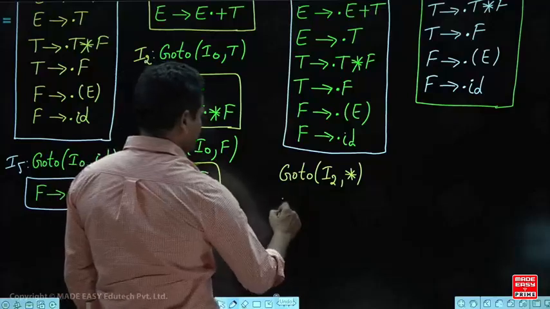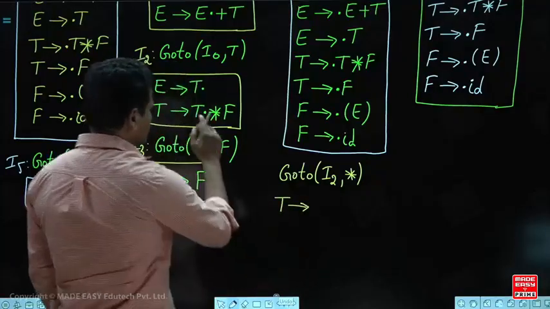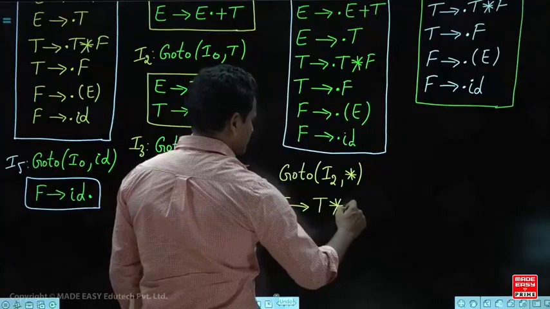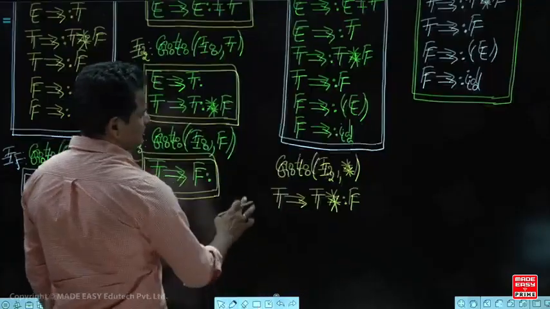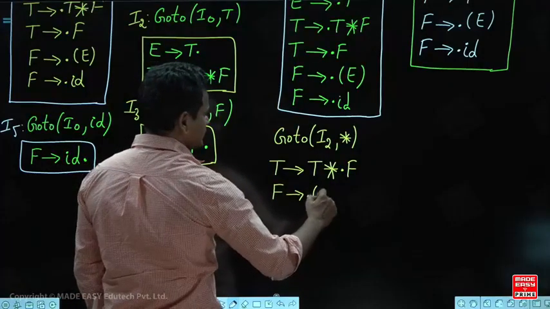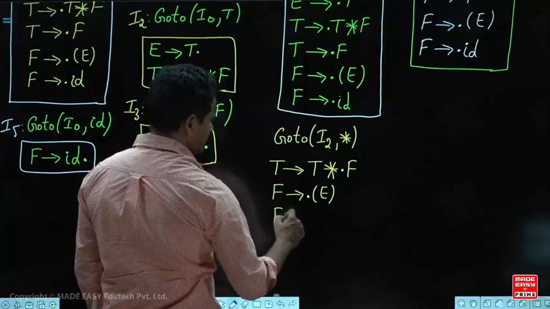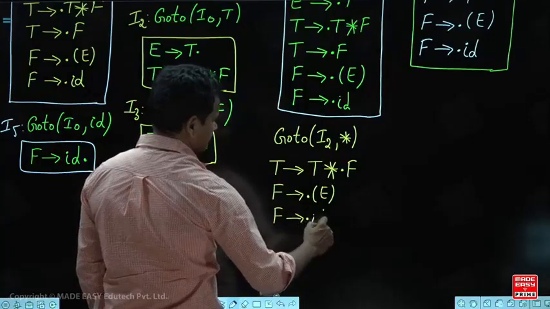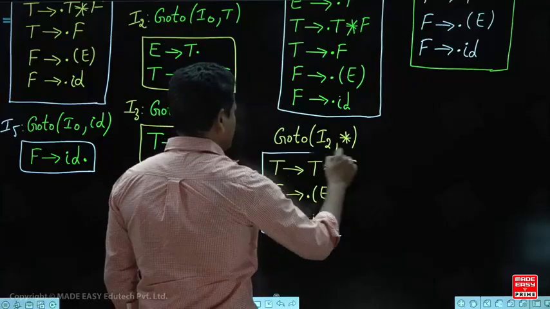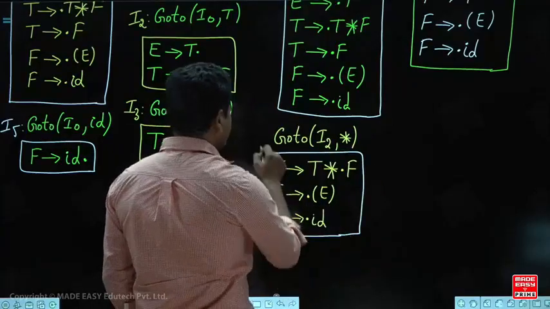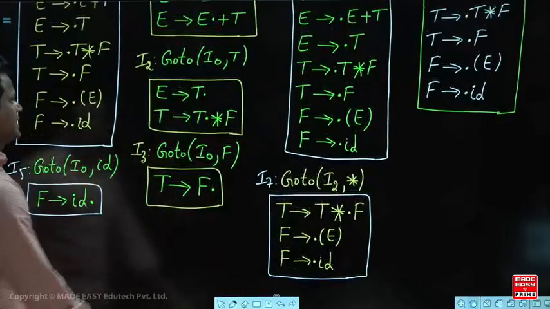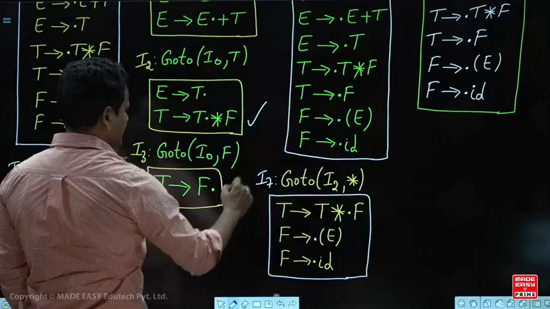So what is the meaning of go to? Just move the dot. T star dot F. Dot is after F, so F has two productions: one is open E closed and the other one is ID. Now close this one and name this as I7. We don't have this state anywhere else. So I2 is completed. I3 is already completed.